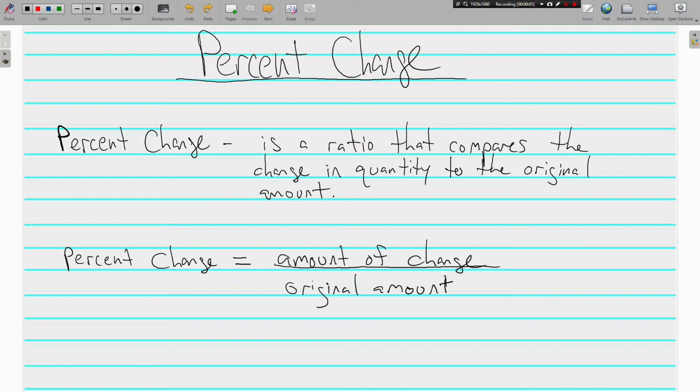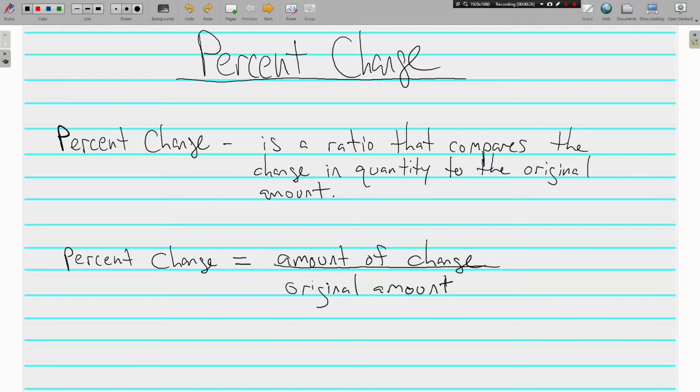What is percent change? It is a ratio. We've been dealing with a lot of ratios lately. It's a ratio that compares the change in quantity, or just the change in number, to the original amount. Again, it's a ratio that compares the change in quantity to the original amount.